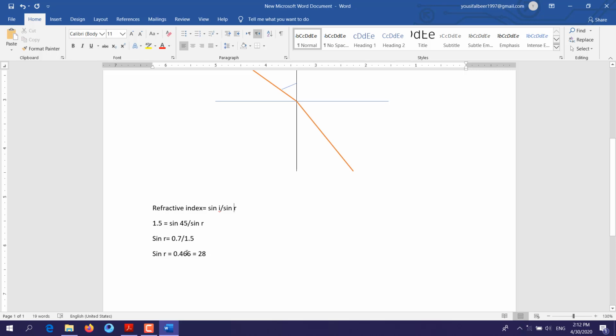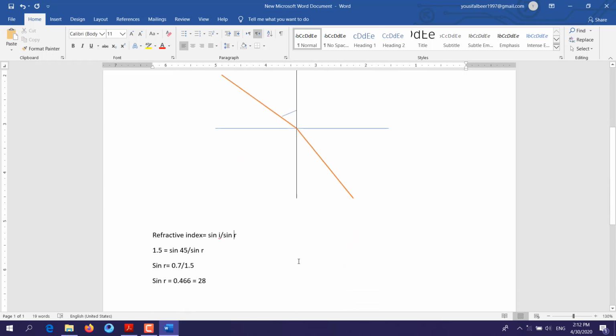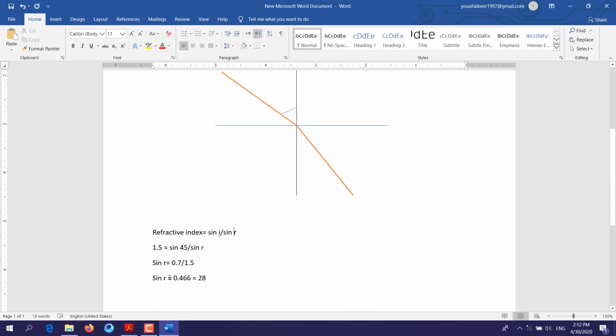0.466. Now, you will convert this number into an angle. So you will take the inverse sine of this number. When you use the calculator, you will see that it is equal to 28 degrees. So the angle of refraction is 28 degrees.